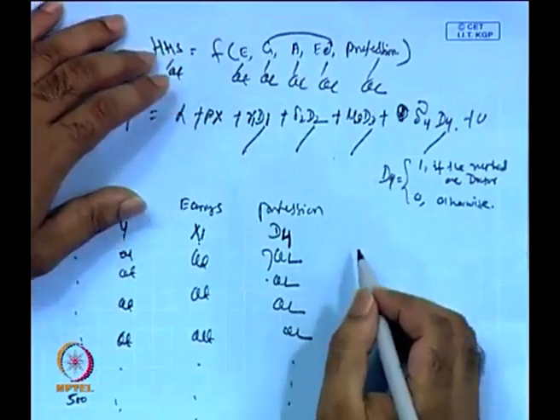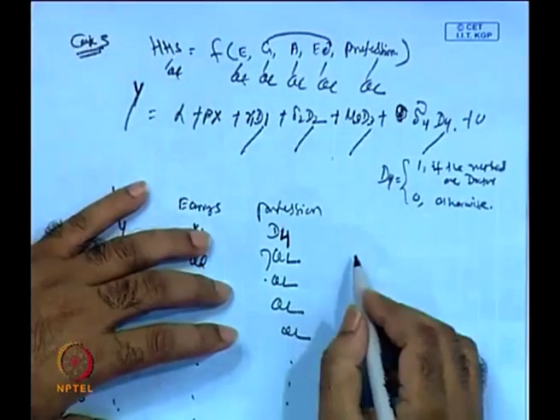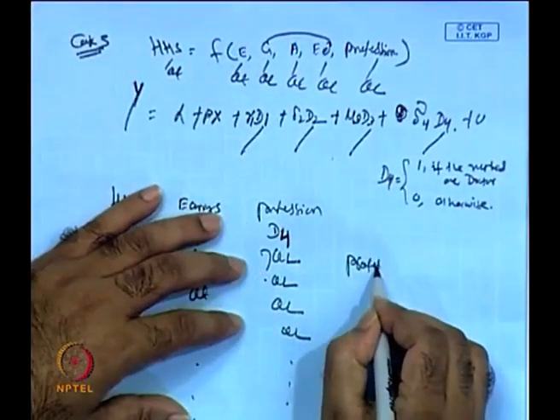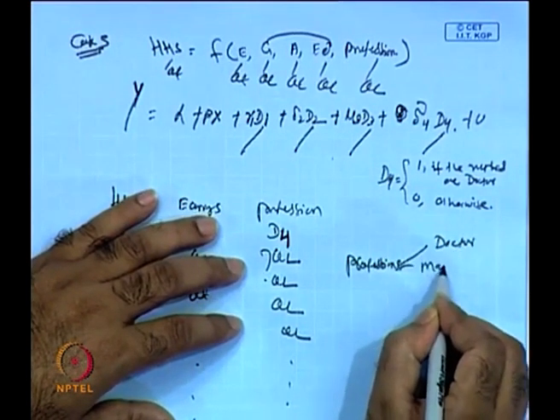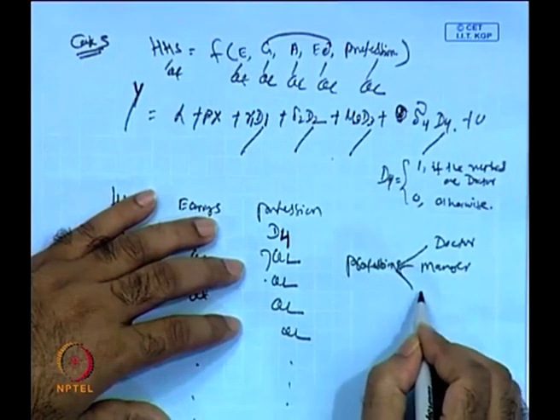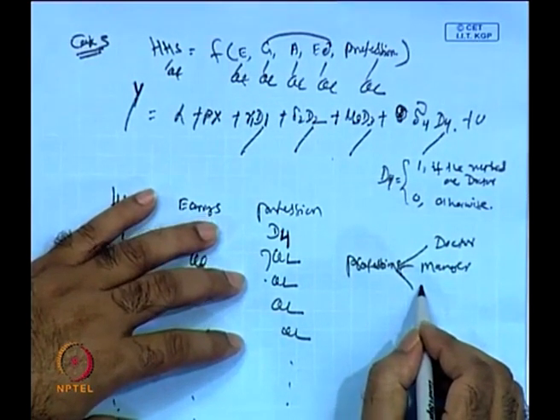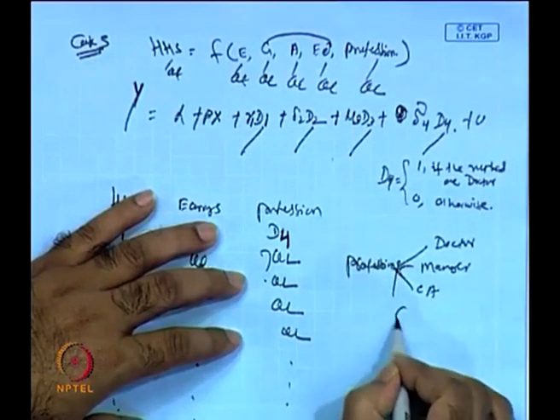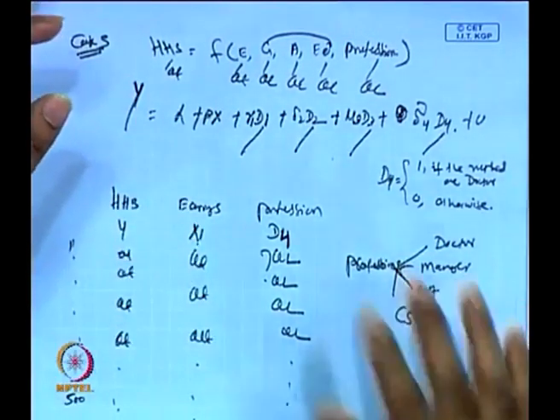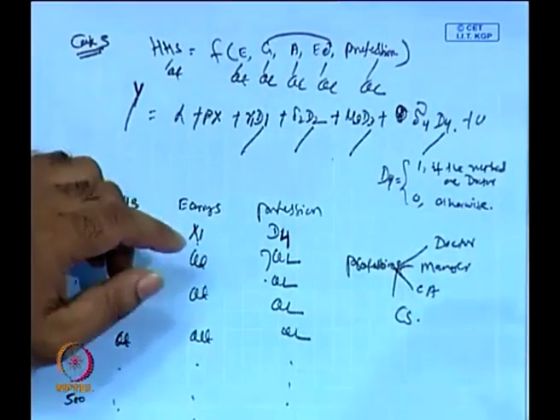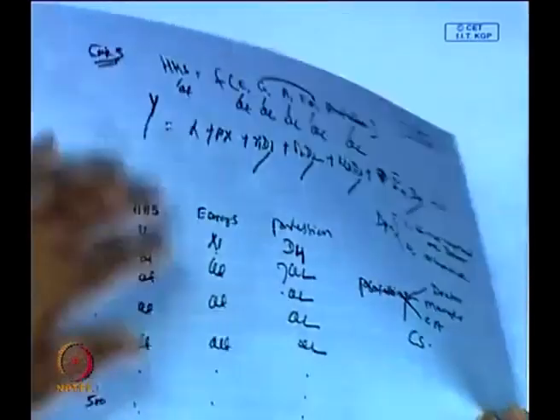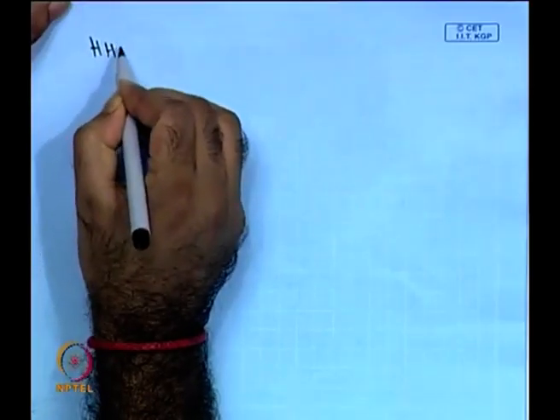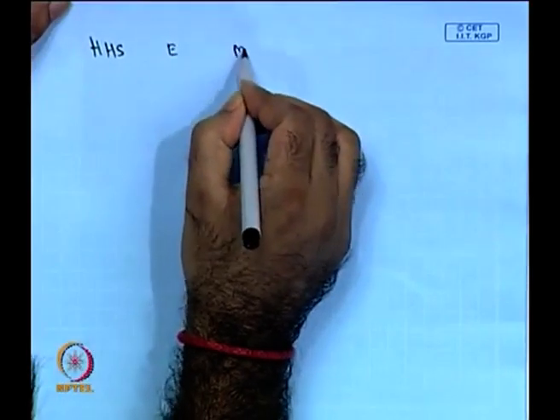For instance, let us say in those 500 samples there are 4 professions: doctors, managers, chartered accountants, and company secretaries. These are the people in this particular group. Accordingly, you will create 4 dummies. Now you see here HHS, earnings, then professions.